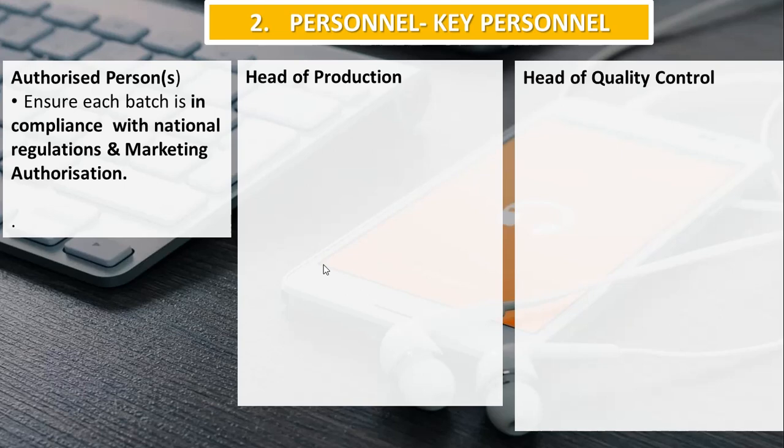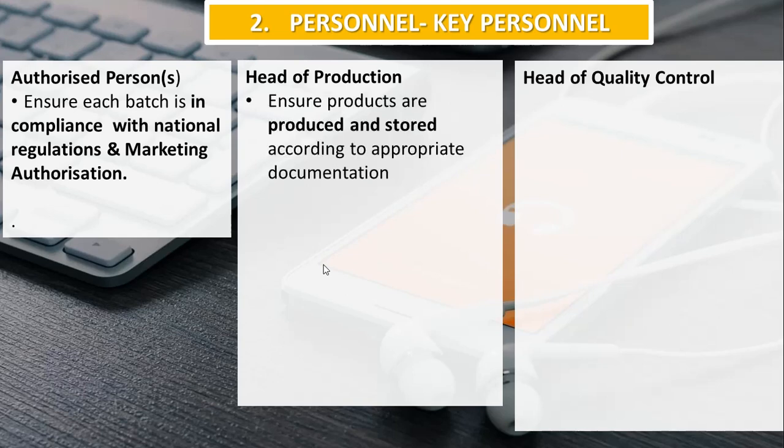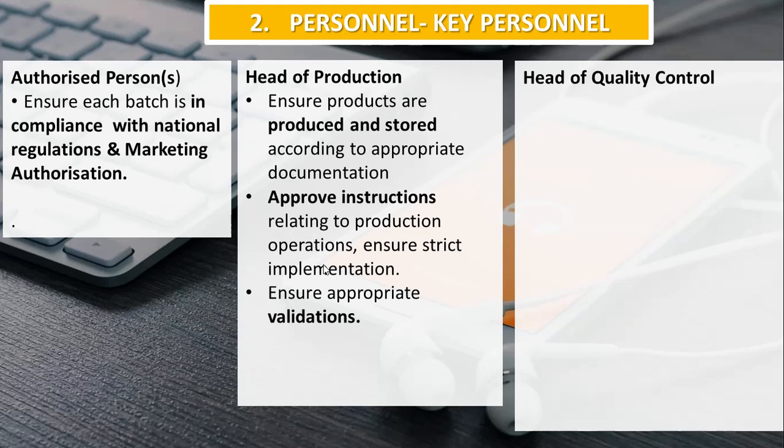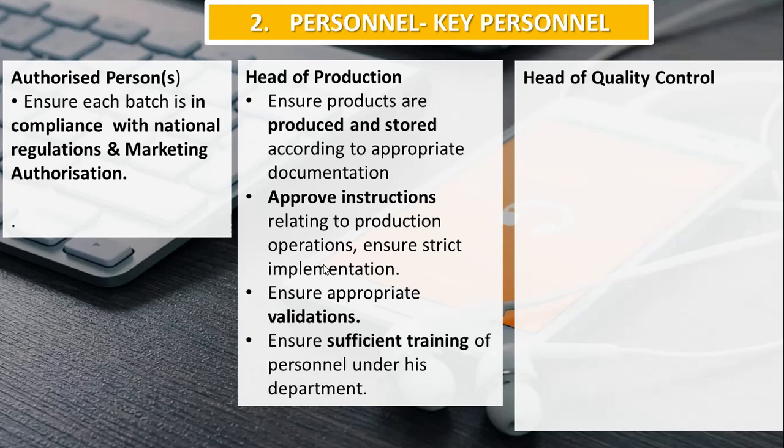Meanwhile, the job scope of the head of production covers the tasks of ensuring that the products are produced and stored according to the documents, to approve any instructions regarding operations, and to ensure appropriate validation processes are carried out, and also to ensure that personnel under his department receive sufficient trainings.